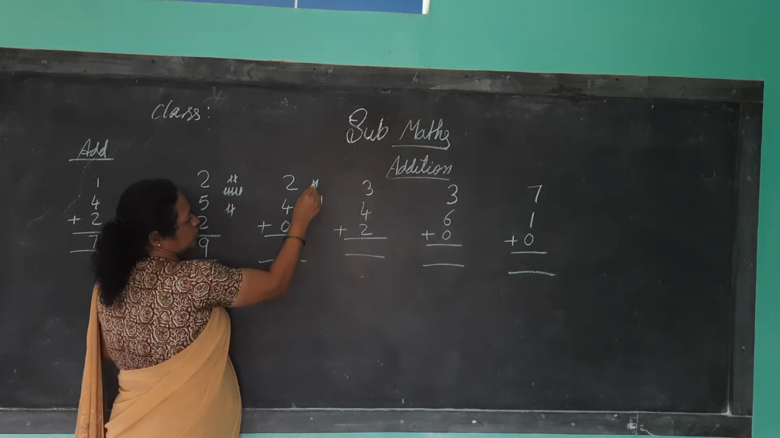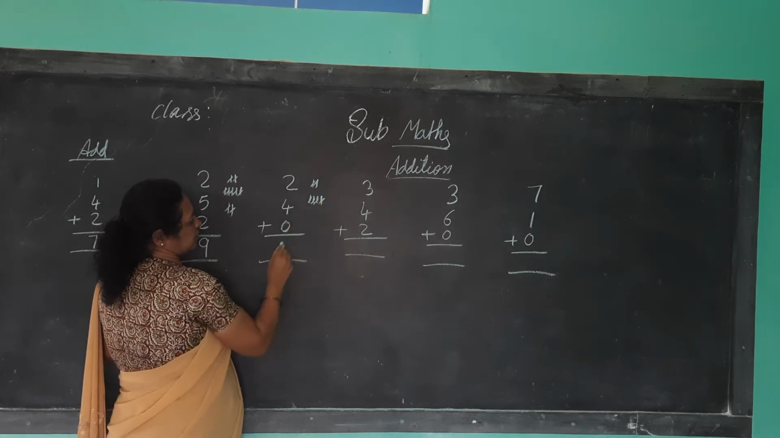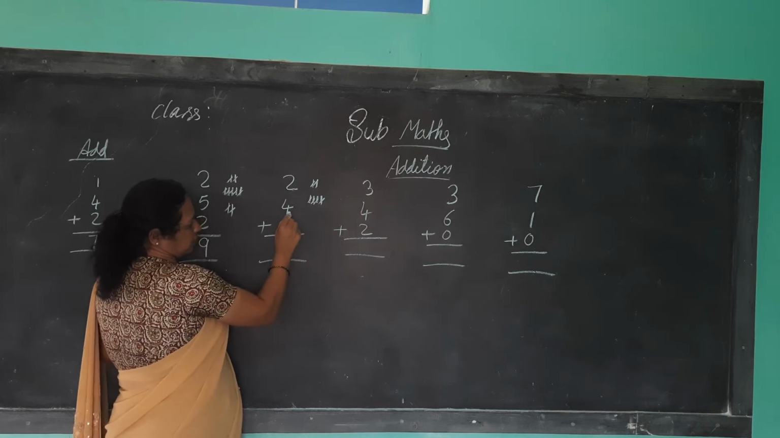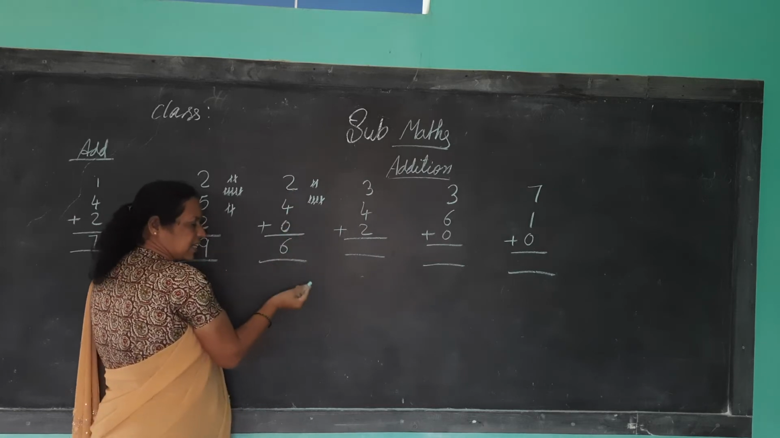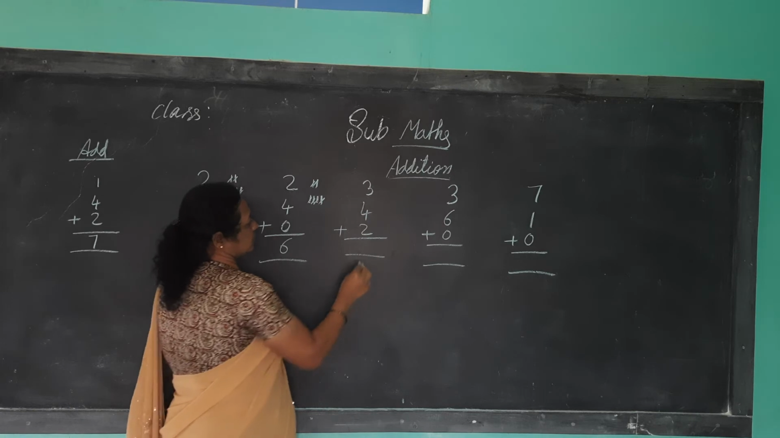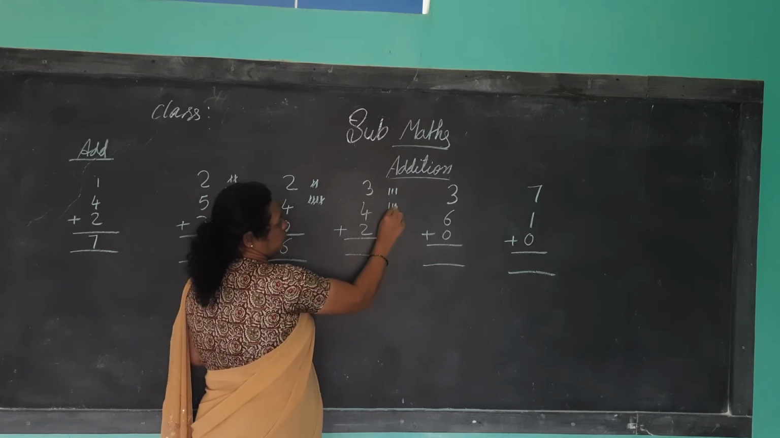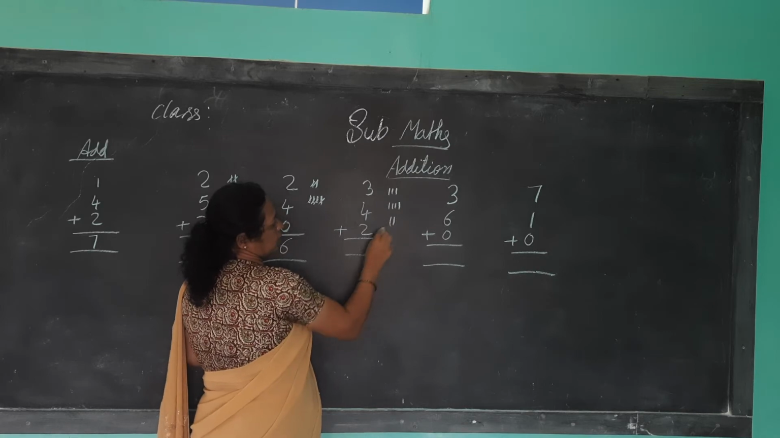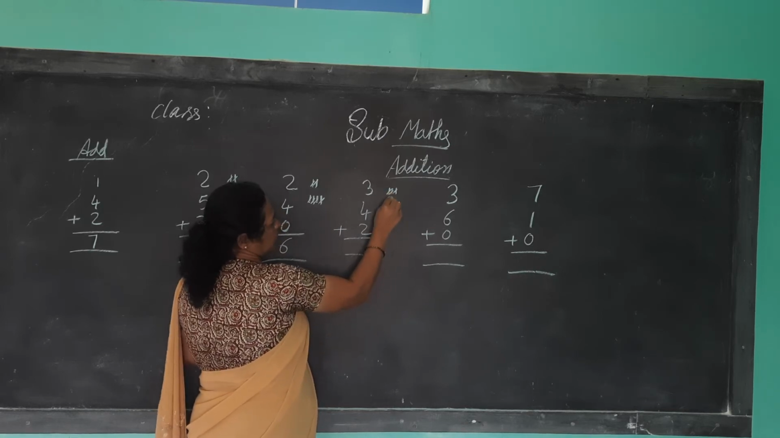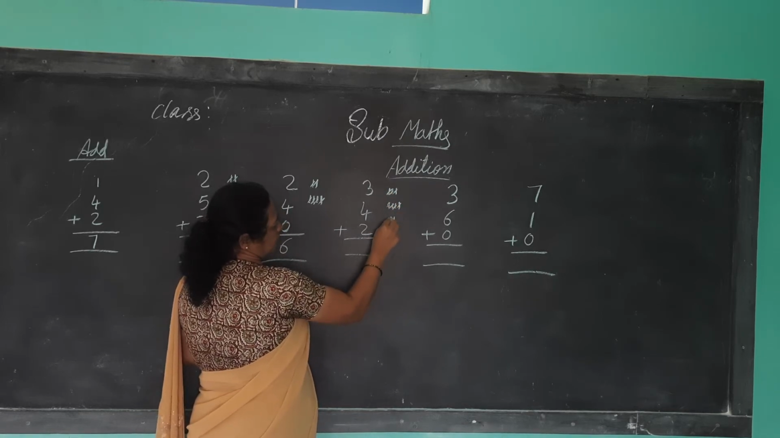So now 1, 2, 3, 4, 5, 6. So 2 plus 4 is 6. 6 plus 0 is 6. Here 3: 1, 2, 3. Here 4: 1, 2, 3, 4. Now 2: 1, 2. Now count: 1, 2, 3, 4, 5, 6, 7, 8, 9.